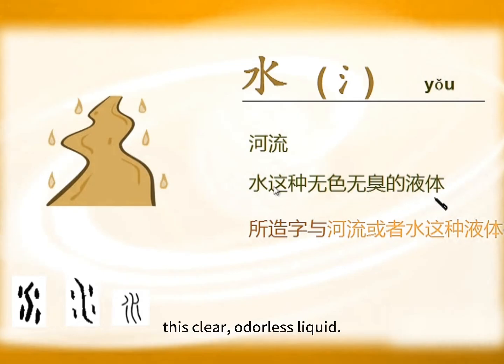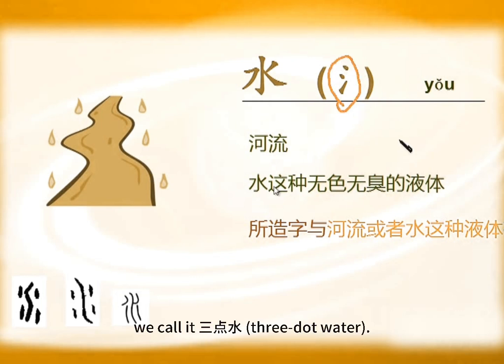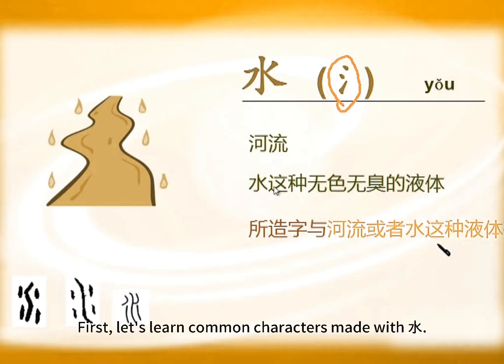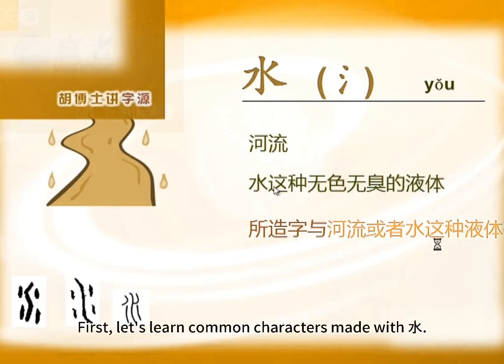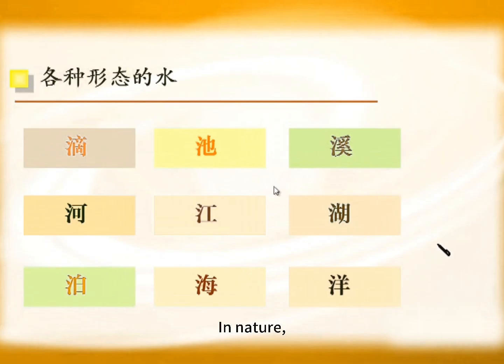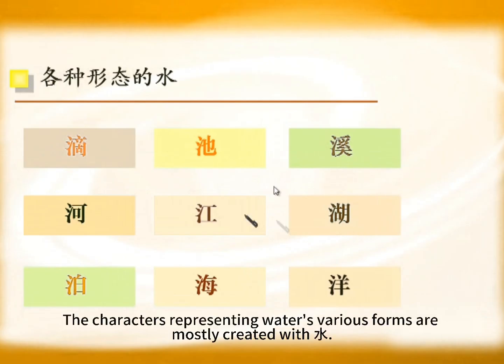This clear, odorless liquid. When used as a radical, it generally evolved into this form. We call it 三点水, 3-dot water. Characters made with 水 all relate to rivers or the liquid water. First, let's learn common characters made with 水. In nature, the characters representing water's various forms are mostly created with 水.